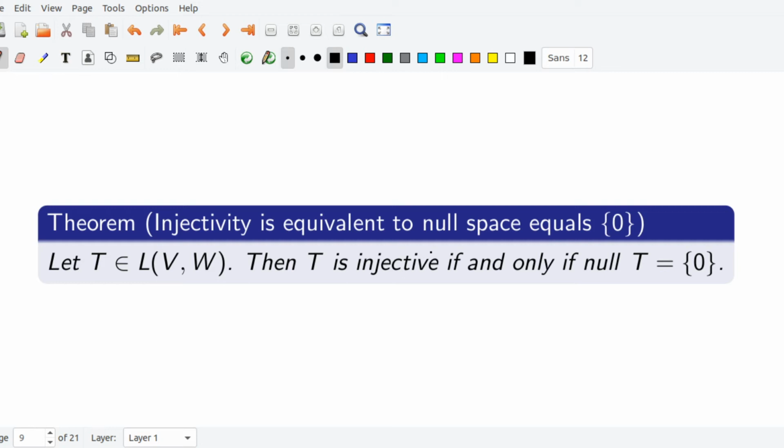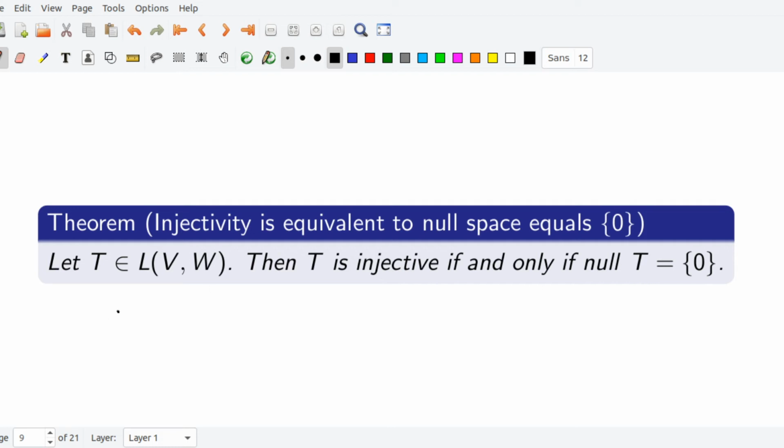Actually, injectivity is equivalent to the null space equal to the set {0}. Instead of checking that a linear map is injective, it is enough to show that the null space of that particular transformation is the set {0}. So it's an equivalent statement: T is injective if and only if the null space of T equals {0}.